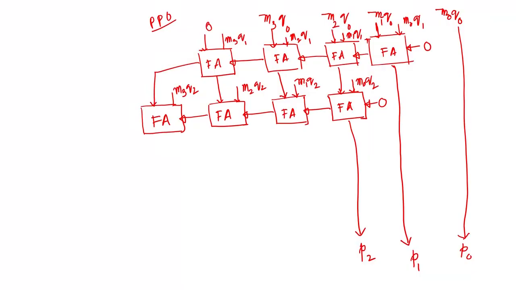M0 Q2, M1 Q2, M2 Q2, M3 Q2. Okay. So, next is the last term. You should have one term here and then you add M0 Q3.